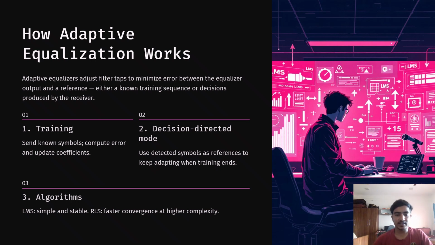The first one is training: send known symbols, compute error and update coefficients. And the second one is decision directed mode: use detected symbols as a reference to keep adapting when training ends. And the algorithms: LMS, simple and stable. RLS, faster convergence but higher complexity. Here LMS means least mean square.